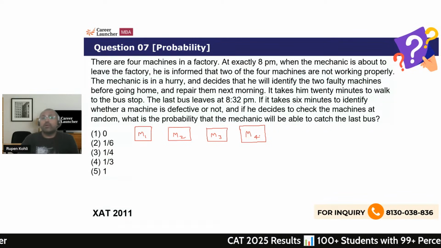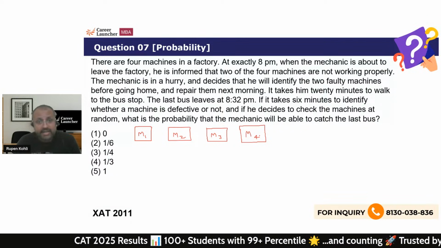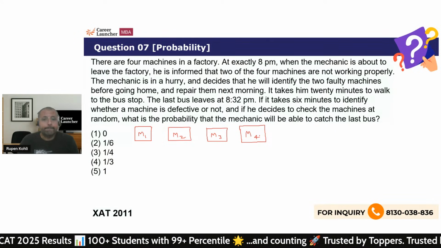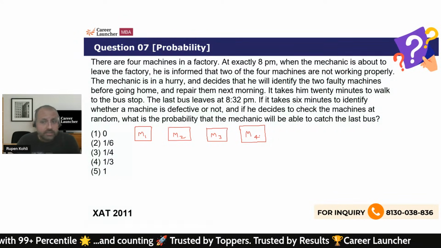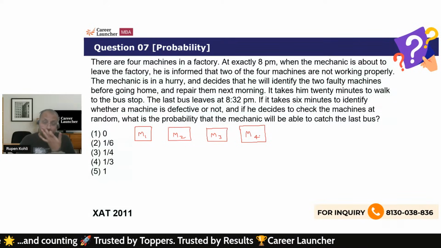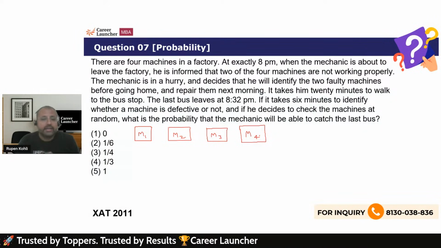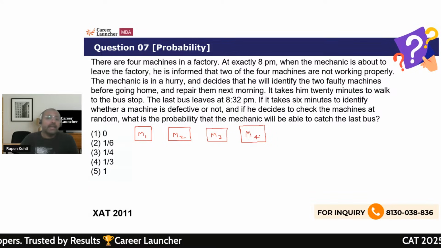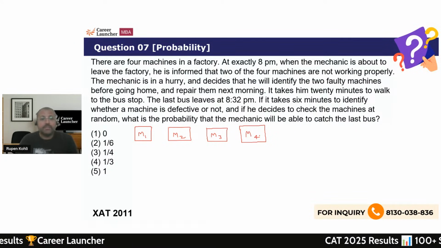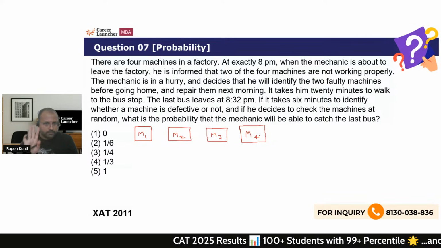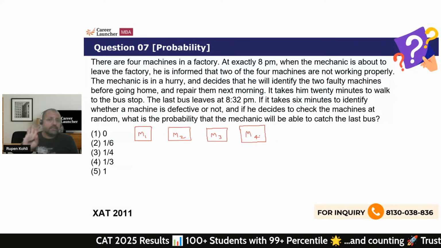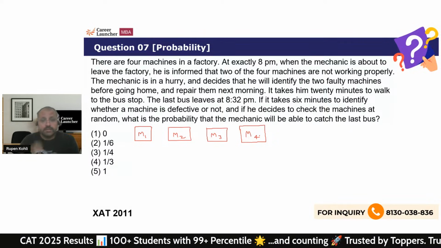20 minutes to walk to the bus stop. The last bus leaves at 8:30 p.m. If it takes 6 minutes to identify whether a machine is defective or not, and if he decides to check the machines at random, what is the probability that the mechanic will be able to catch the last bus?